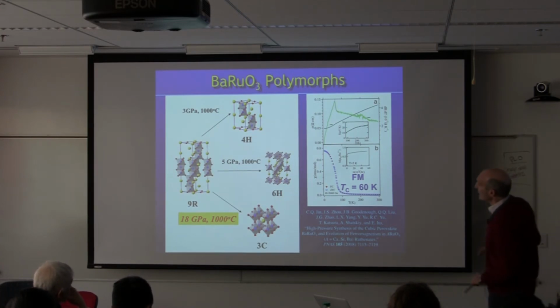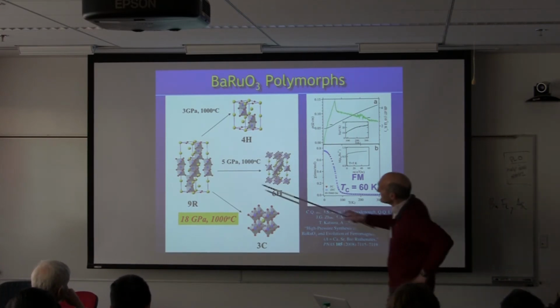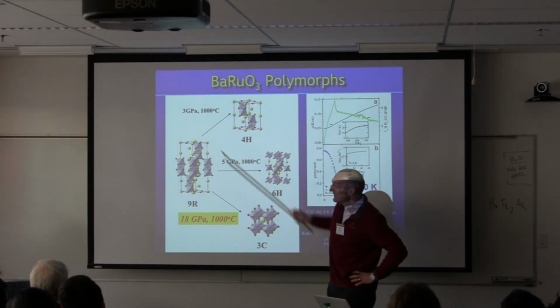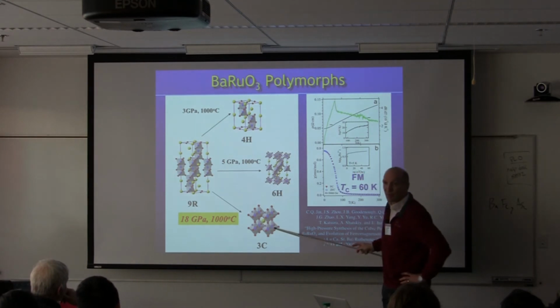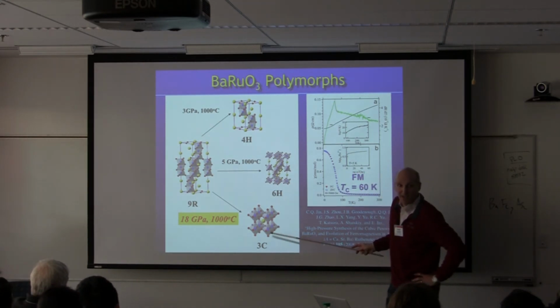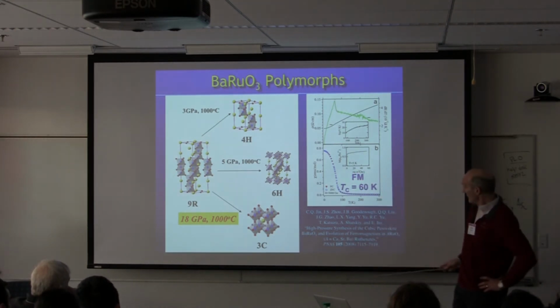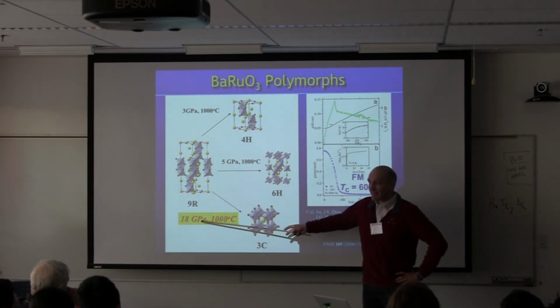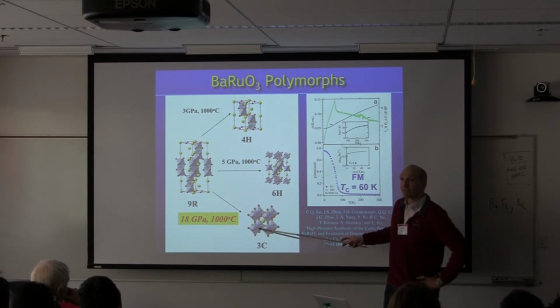So this is from the bulk literature. Barium ruthenate, the ground state is this rhombohedral structure, like this. But let's say that you wanted to make the perovskite form of barium ruthenate, like John Goodenough did recently. In this paper, John Goodenough used 180,000 atmospheres of pressure to stabilize this phase. Okay, good for him. He made it in polycrystalline form.